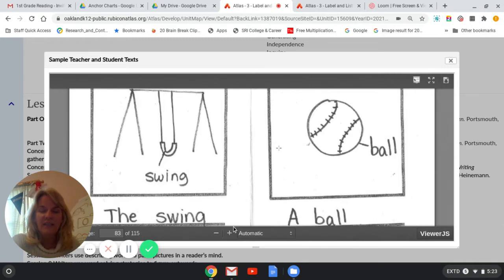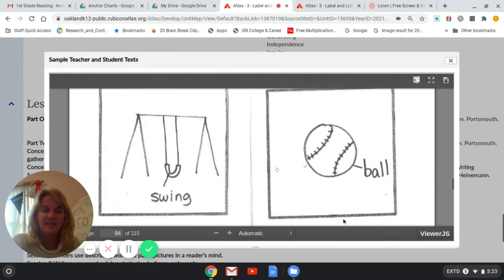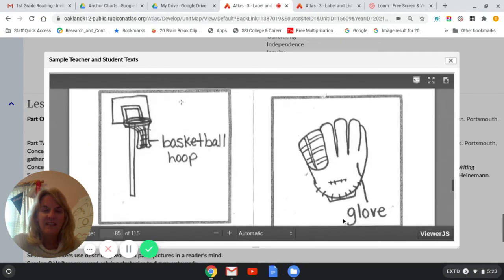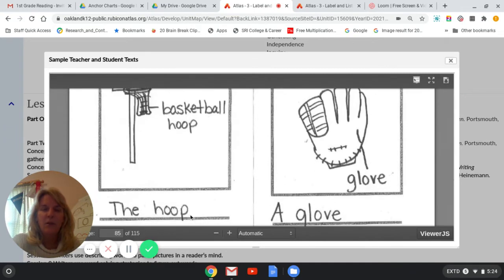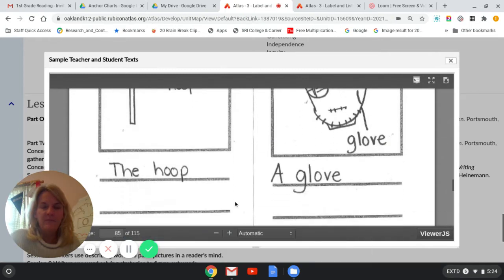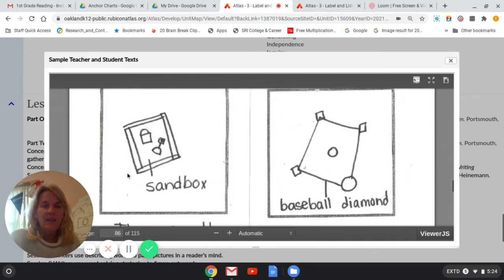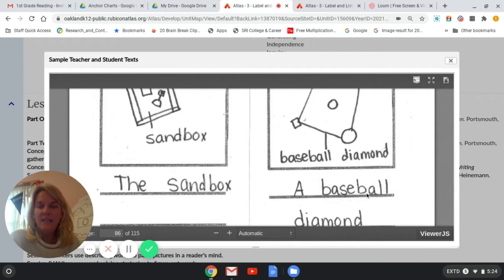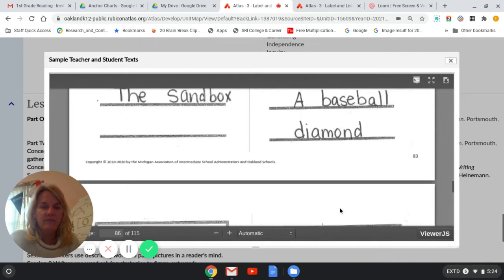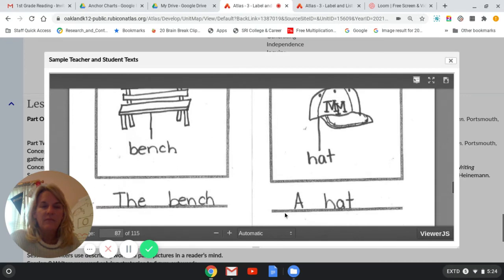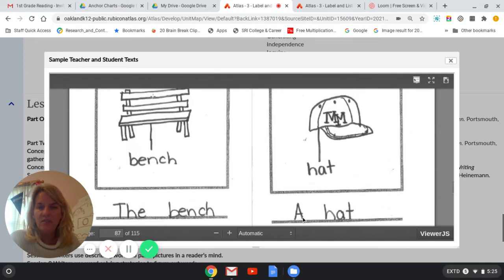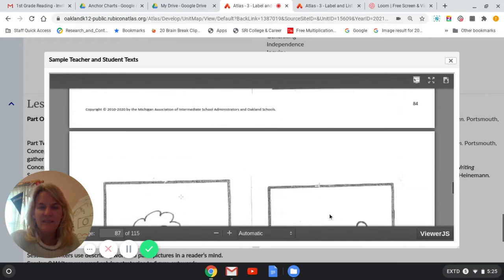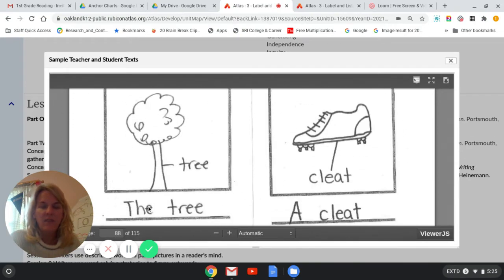The swing. A ball. The hoop. A glove. The sandbox. A baseball diamond. The bench. A hat. The tree.